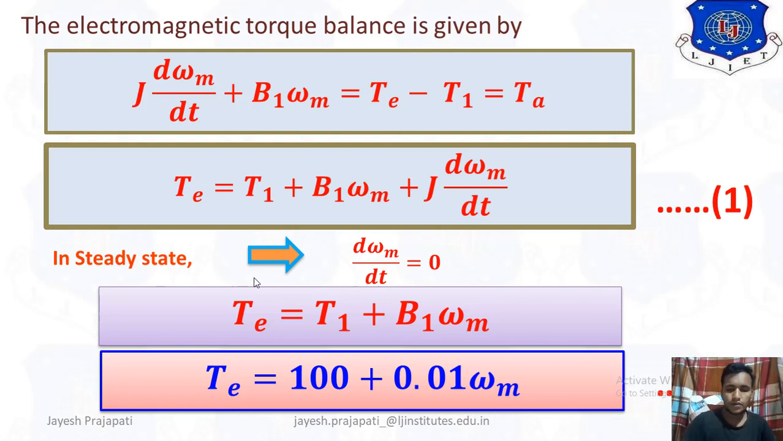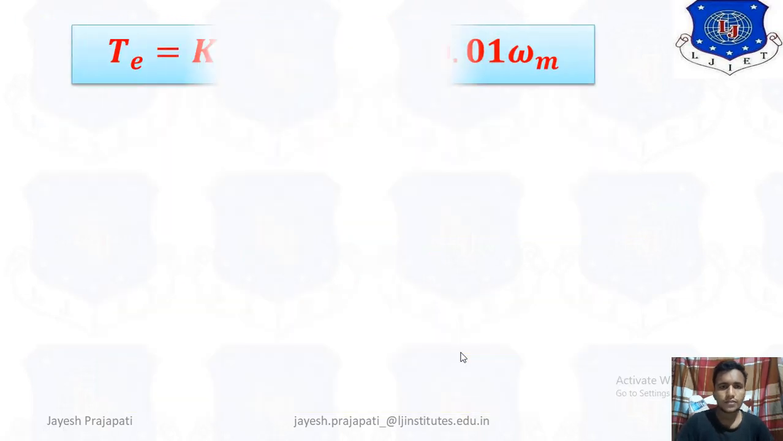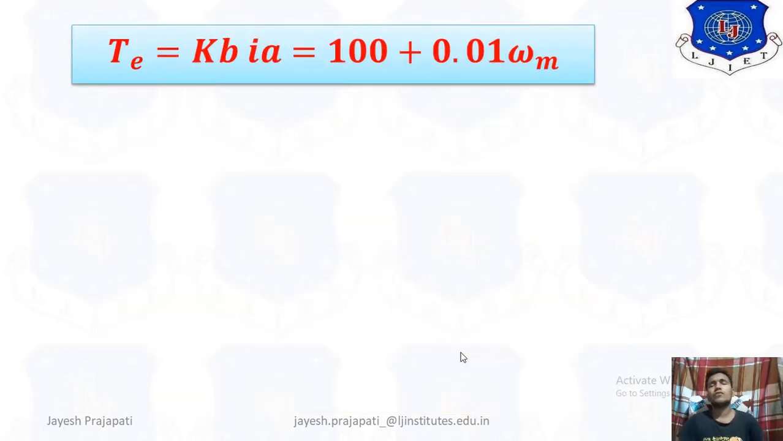Now we have to find out the air gap torque Te. If we find the air gap torque Te, then we get omega m, the speed of the DC motor. We know the air gap torque Te is equal to Kb into Ia, the equation that we discussed in the equivalent circuit of the DC motor. The Kb value is 0.8.